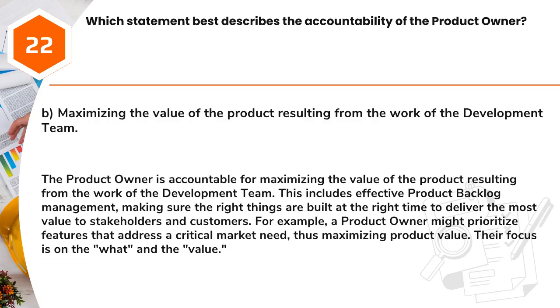Answer: B. Maximizing the value of the product resulting from the work of the development team. The product owner is accountable for maximizing the value of the product resulting from the work of the development team. This includes effective product backlog management, making sure the right things are built at the right time to deliver the most value to stakeholders and customers. For example, a product owner might prioritize features that address a critical market need, thus maximizing product value. Their focus is on the what and the value.